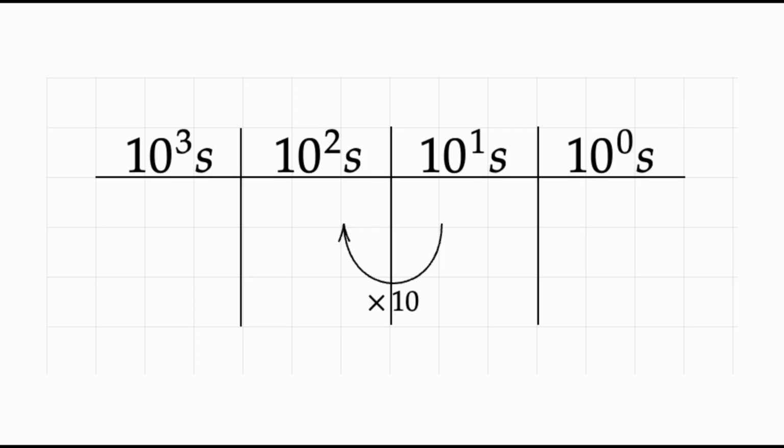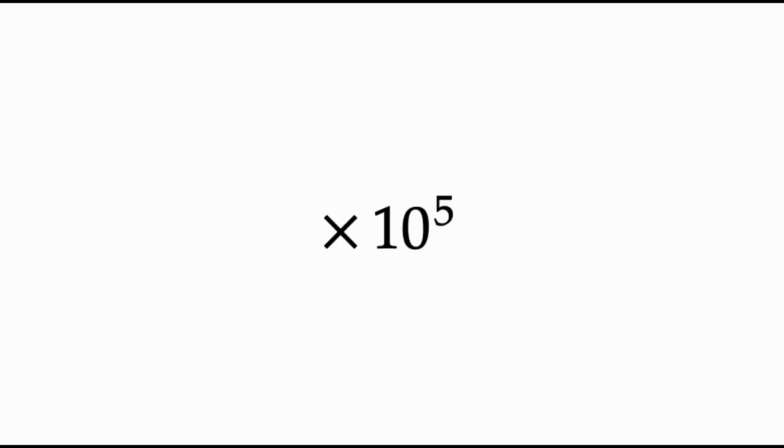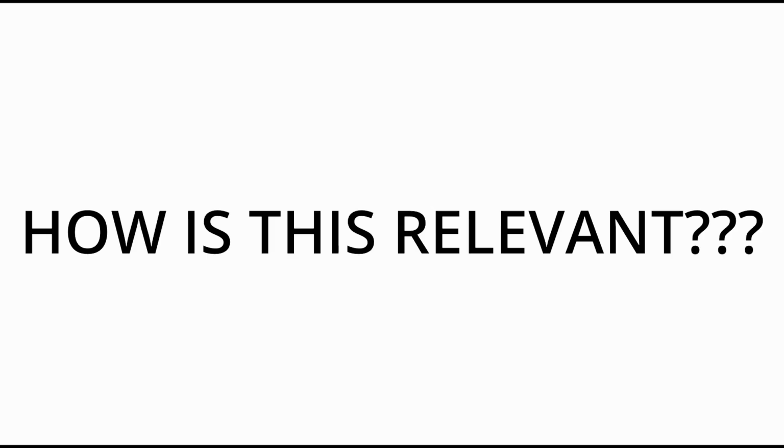If you recall, moving one place value column to the left increases the power on the 10 by 1, which means multiplying by 10. Therefore, if you wanted to move 2 places to the left, instead of writing times 100, you could write it as times 10 to the power of 2. Similarly, 5 places to the left would be times 10 to the power of 5, or 20 places would be times 10 to the power of 20. But what does this have to do with anything?